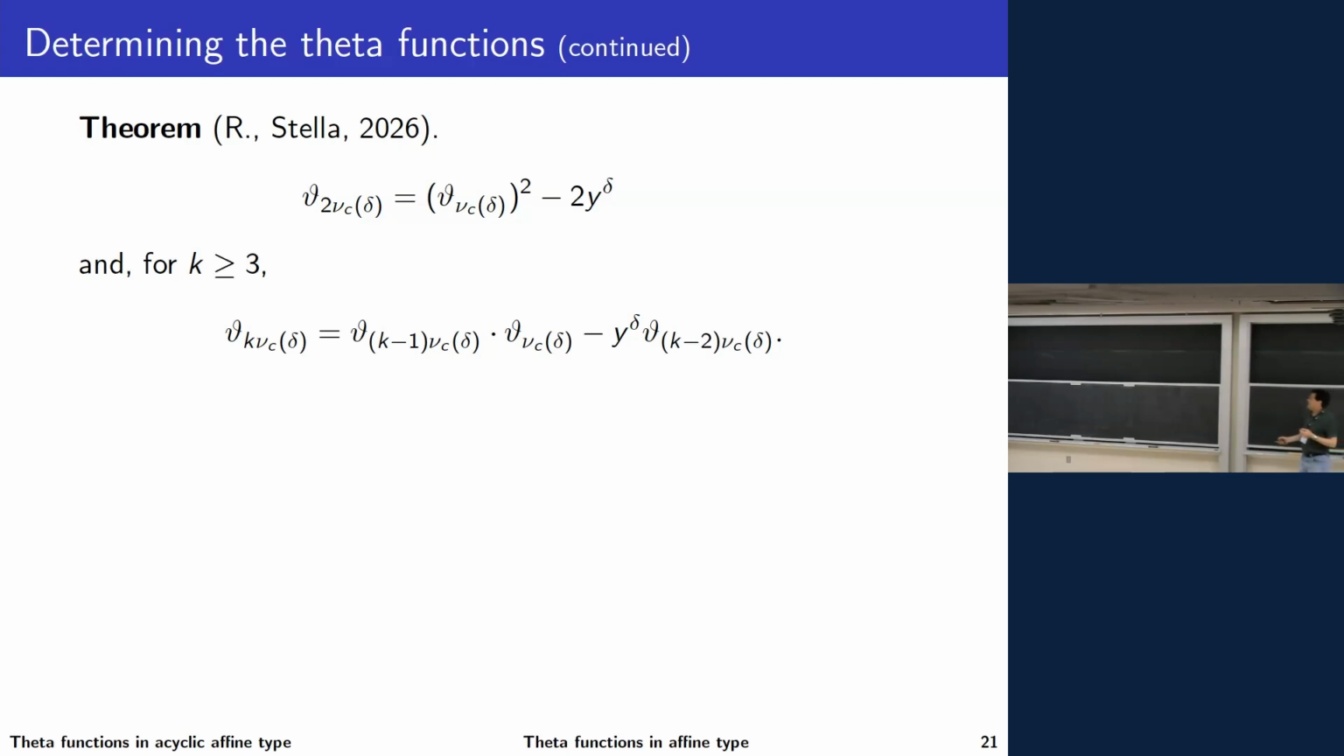Well, if I want the theta function for 2 times that vector, here I'm not going to get rid of the inductive c's, they're maybe not quite as bad without so much other stuff around them. I square the theta function for the shortest vector in the limiting ray, and I just subtract off something with y's. And then for higher, if I want k times that vector, I can multiply the theta function for the shortest times the theta function for k minus 1 times it, and subtract off another theta function. And so this is sort of like a Chebyshev-ish recurrence.